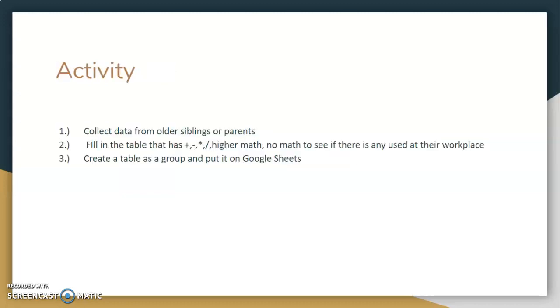The activity is to collect data from your older siblings or parents, fill in the table that has plus, minus, multiply, divide, higher math or no math, to see if there's any used at their workplace, and create a table as a group and put it on Google Sheets.